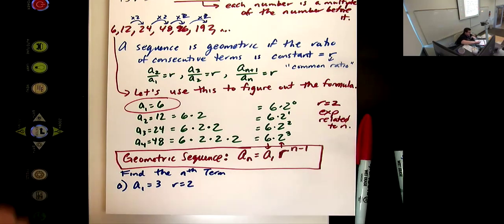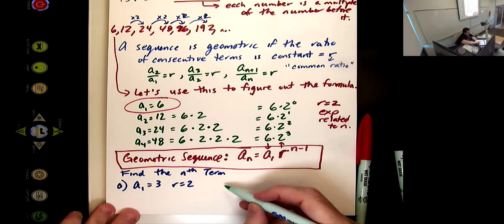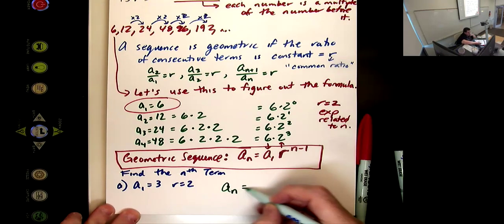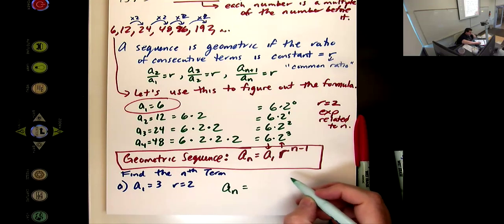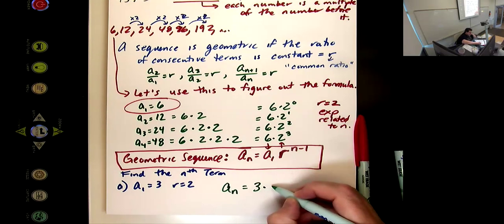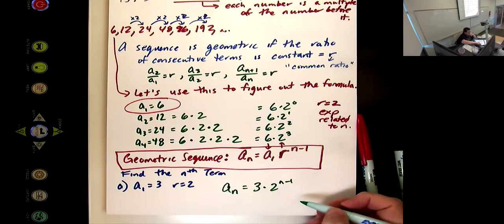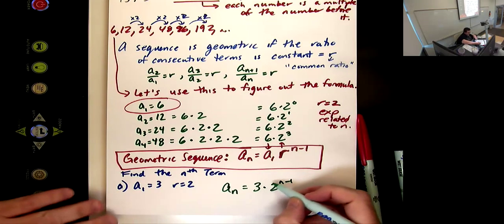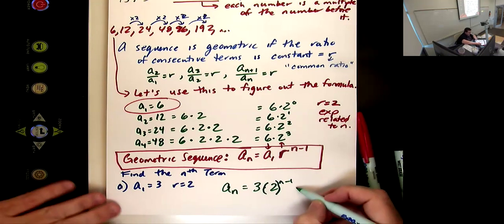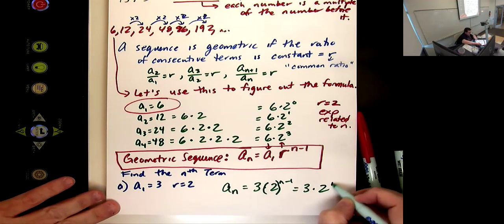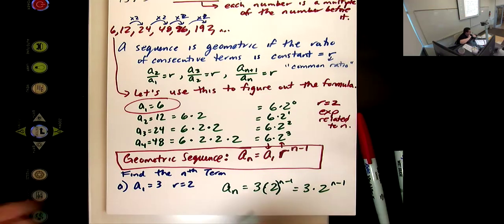What'd you get? Oh, good. I was just gonna say 3 times 2 to the n minus 1. Yep. You might want to do it like that. But it's the same thing like this, just this way, the parentheses help avoid confusion on what the exponent's on.